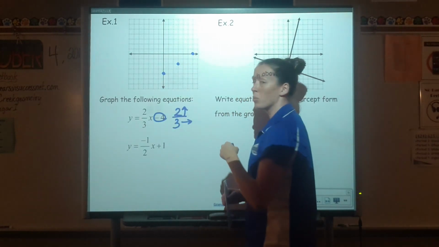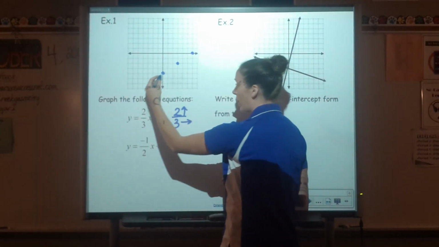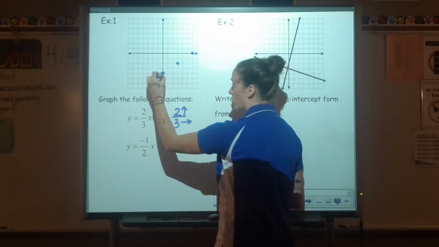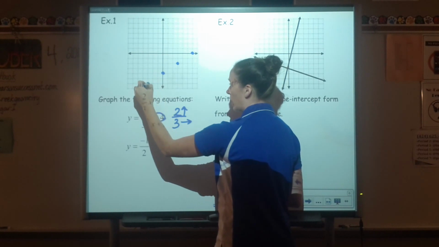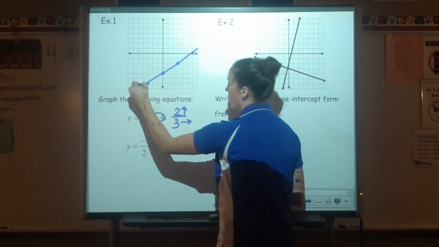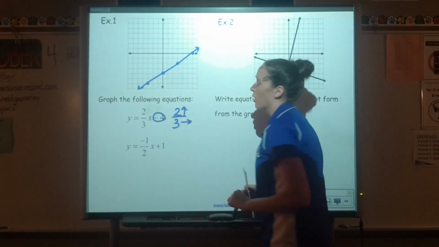I ran out of room, so let's consider if I need to go backwards, reversing both directions here, so I can go 2 down and 3 left. Go ahead and connect those dots all the way to the edge of your graph and arrows at each end.